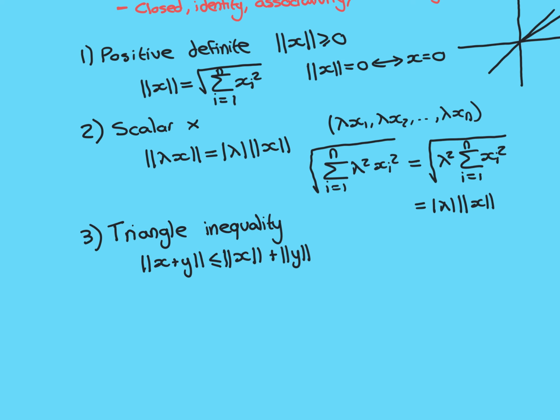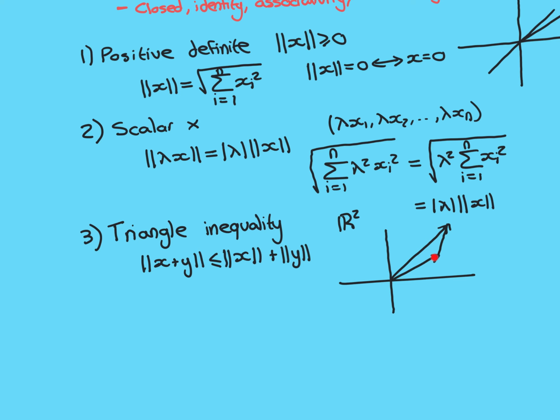The third and final property is the most difficult and is the triangle inequality, and it says that the norm of the sum of two vectors, x plus y, is less than or equal to the norm of the vector x plus the norm of the vector y. To show you intuitively what this means and why it's called the triangle inequality, think of the R2 case and the corresponding concepts in the 2D plane.